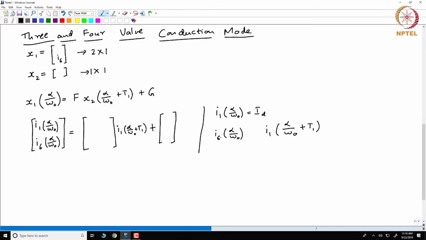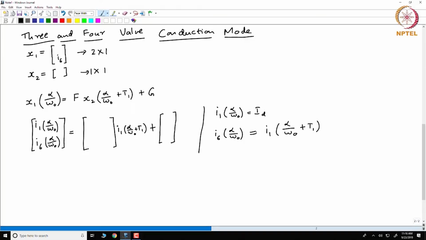Both are zero. See, at alpha by omega O, what is I6? I mean, is it zero? Now my only question is whether these two are related. See, one point to notice, all the valve currents are identical except for a phase shift of 60 degrees. In time it is uppercase T1. 60 degrees is one interval, uppercase T with a subscript 1 is one interval. So whatever happens to I6 happens to I1 after 60 degrees or after T1. So they are equal.